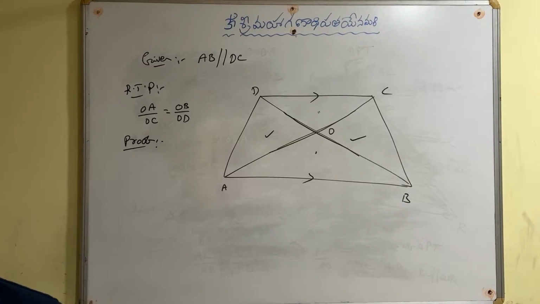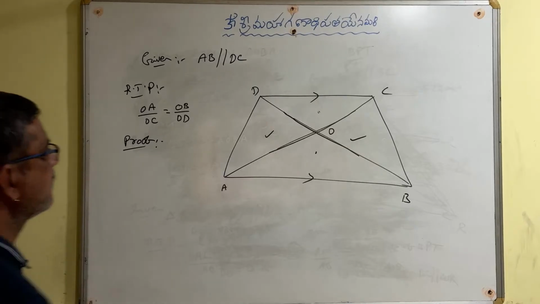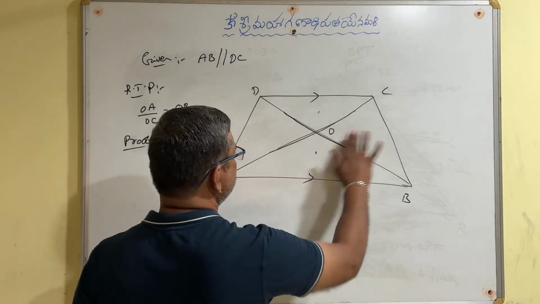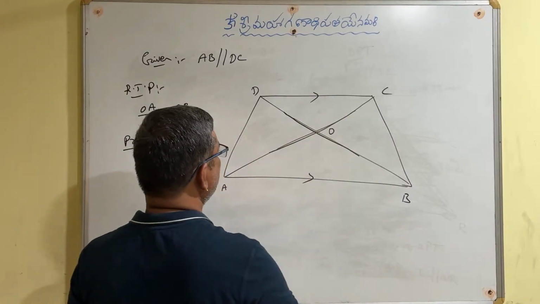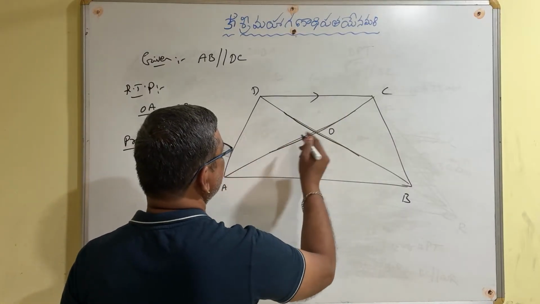Hasini says DOC and AOB. Aniket, you are not saying the pair. Which pair is similar? AOD, BOC are similar? Okay, AOD, BOC. Bashita, you tell me how they are similar. I am selecting this pair, AOD and BOC.